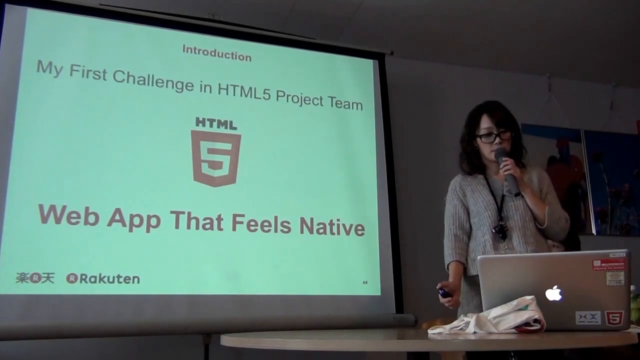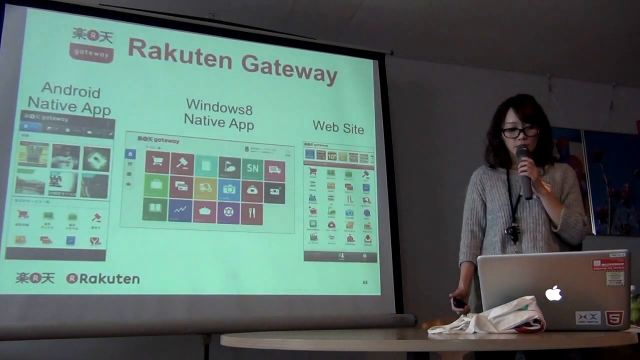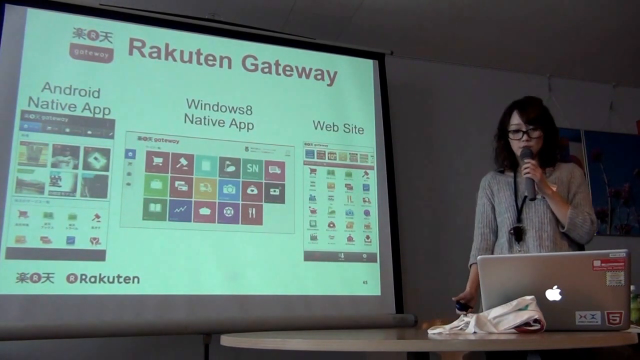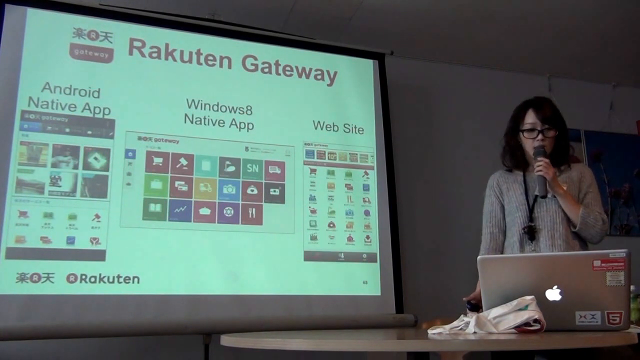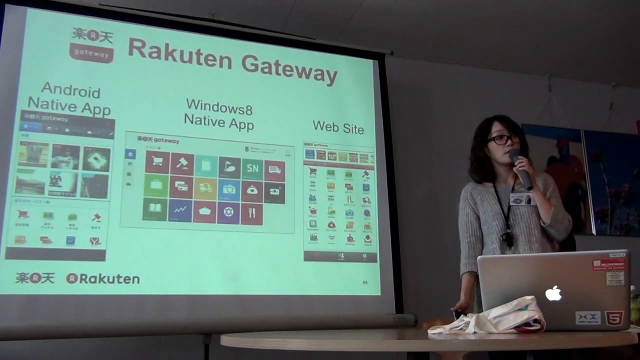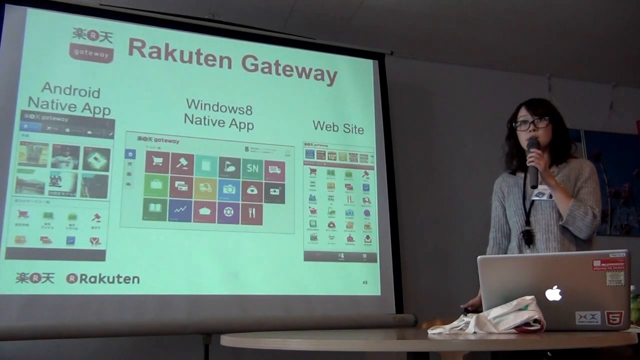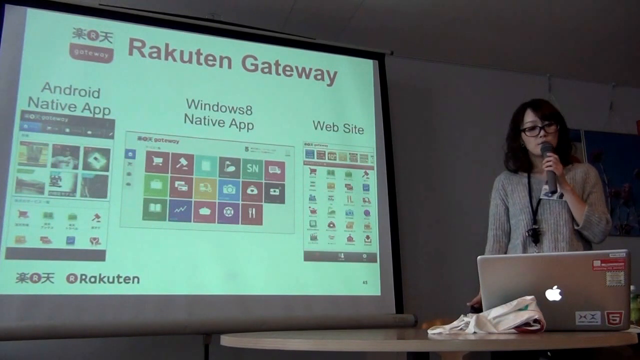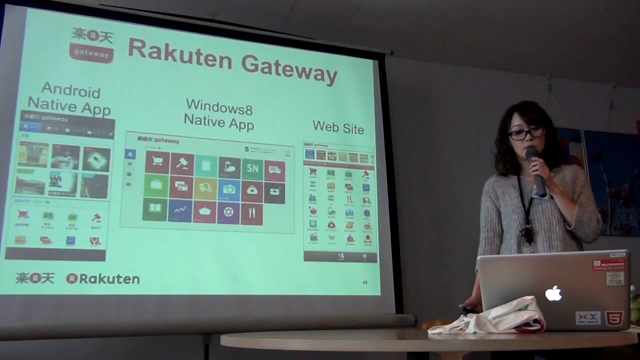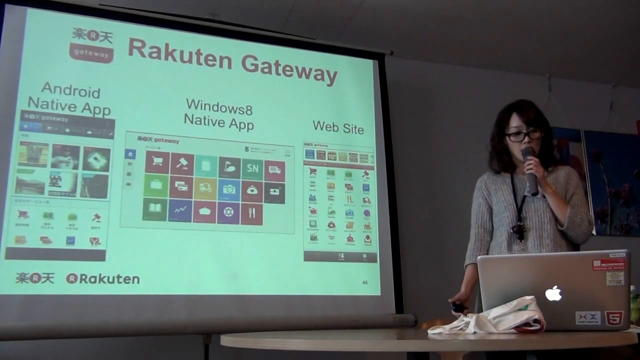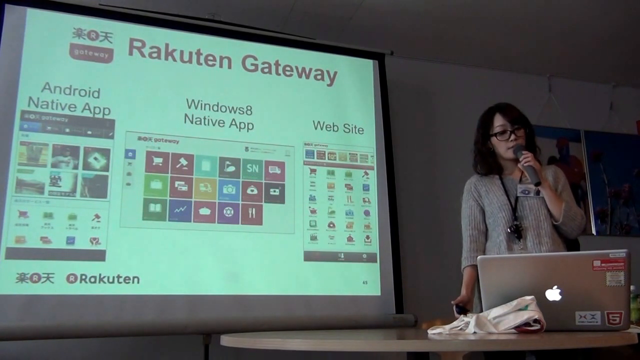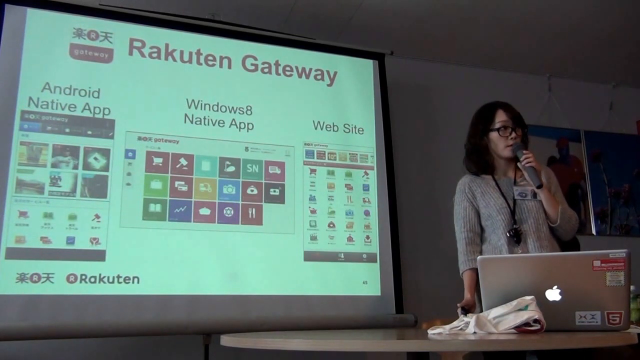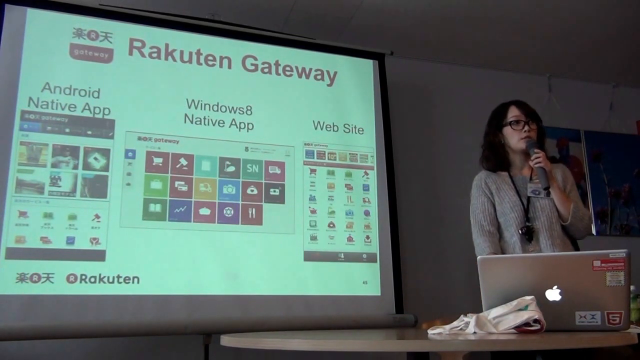application that feels native. Before talking about the development process of the web application, I'd like to introduce the existing Gateway application. Gateway is an application that you can use to access many of Rakuten services like Ichiba and Travel and Recipe. Now we have native Gateway application for Android and Windows 8 smartphones and tablets. Also, there is a mobile optimized website which is pre-installed on some Android devices as a bookmark. If you have an Android device, please check.